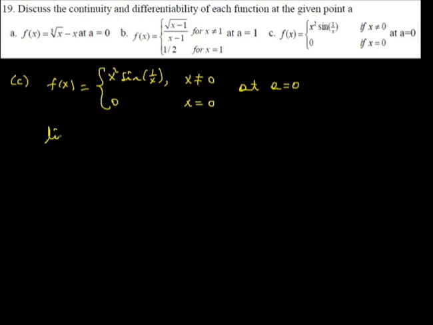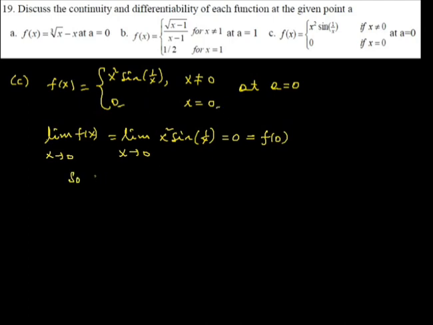So let's calculate the limit. The limit of f of x as x approaches 0 is the limit of x squared sine of 1 over x as x approaches 0. This is obviously 0. Again, this is also the same as f of 0, because the function becomes 0 whenever x is 0. So f is continuous at A equals 0. What about the differentiability?